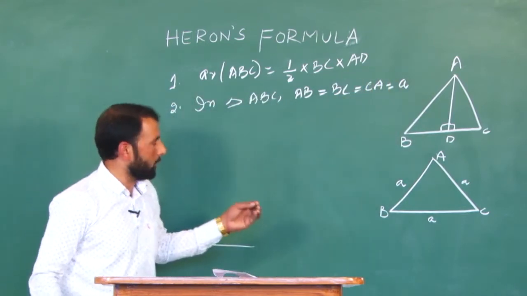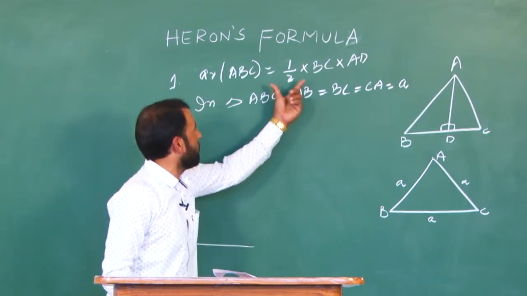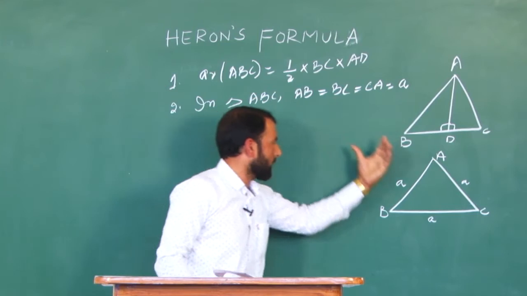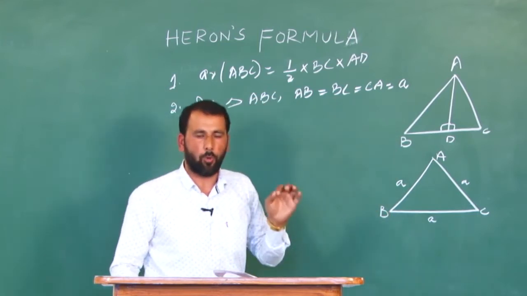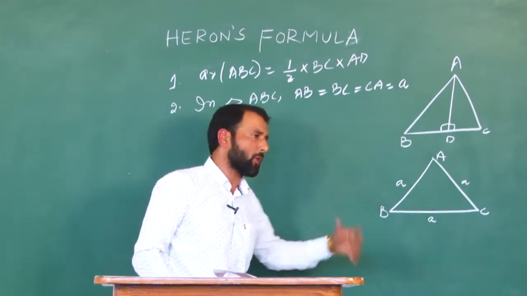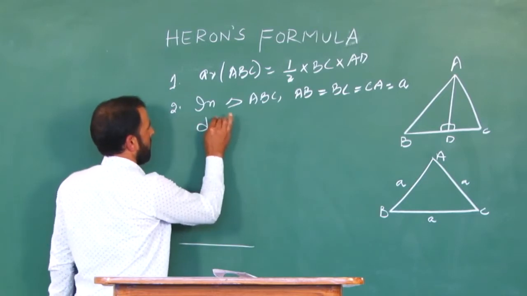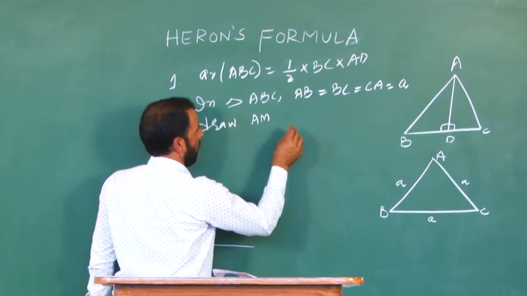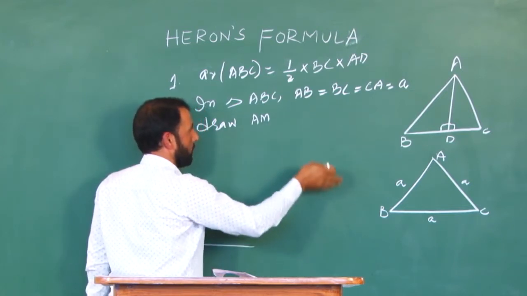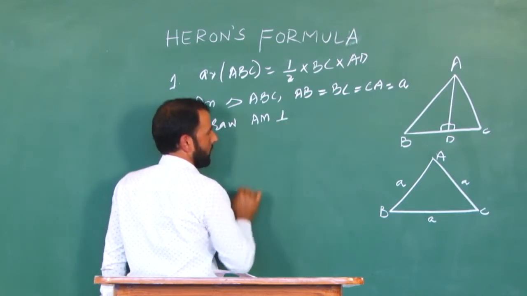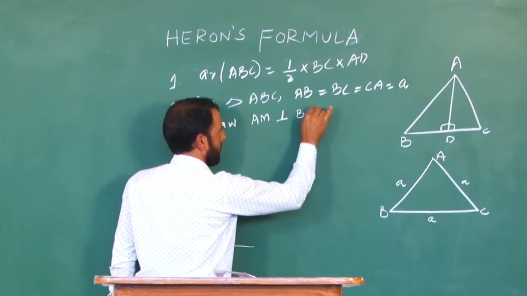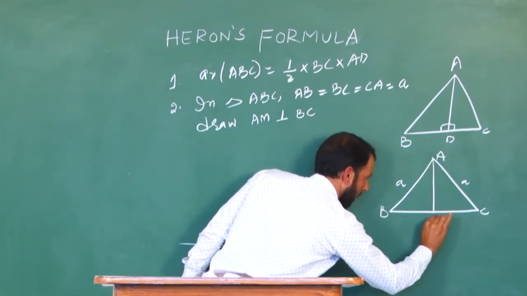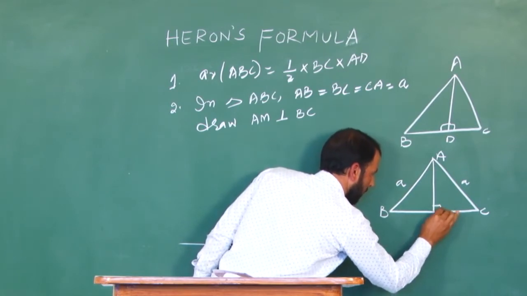Now in this equilateral triangle we can use this formula as well, 1/2 of base into altitude. But the three sides of the triangle are given, so we have to draw the altitude of this triangle. So draw AM perpendicular on one side of this equilateral triangle, from the vertex A, perpendicular on the side BC. We draw this altitude, name it as AM, a perpendicular on this side.